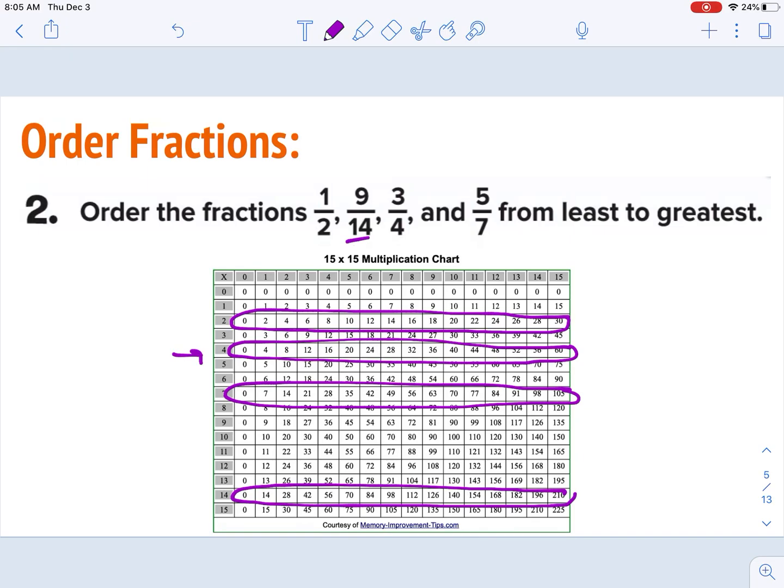So I want to look at my 14s and see if there's a bigger number. So I go 14. How about 28? 28 would be the next one. Does the 2 column have a 28? Yes, it does. The 4 column has a 28, and the 7 column has a 28. So I'm going to make all the denominators be 28. I'm kind of running out of room here. Let's see. I'll go up here. And change them all to 28.